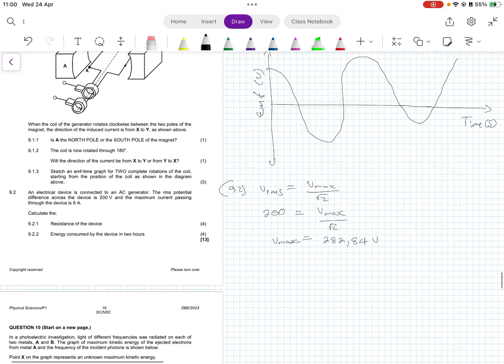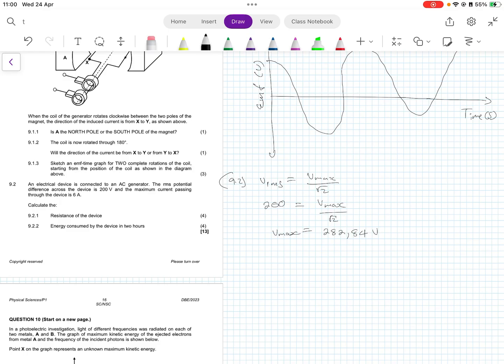282.84 volts. Now, moving from here, you may then use Ohm's law, where your resistance is equal to the potential difference divided by the current. Because we have the max voltage and we have the max current, the resistance will be equal to 282.84 volts divided by 6 amperes, so that we finally have the resistance being 47.14 ohms.